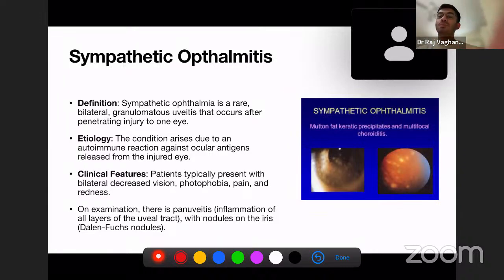So uveitis means the infection has spread to the other eye. Sorry, both the eyes. So in this uveitis, both the eyes are involved. What happens is that if you get an injury to one eye, sympathetic ophthalmitis will result in both the eyes. But it is a very rare condition, and it happens in bilateral granulomatous uveitis. So let me first tell you what uveitis is.